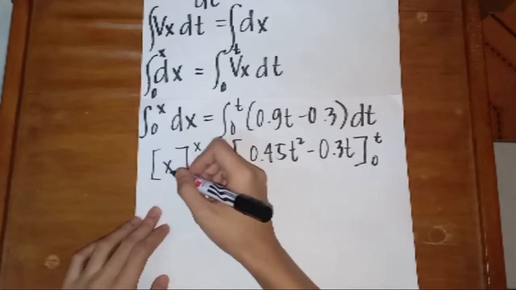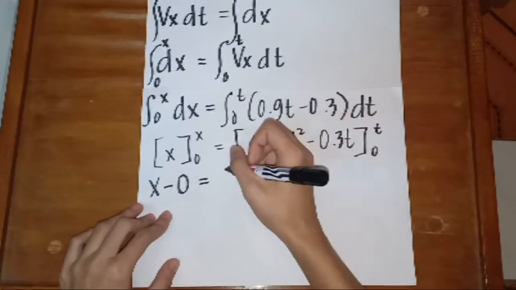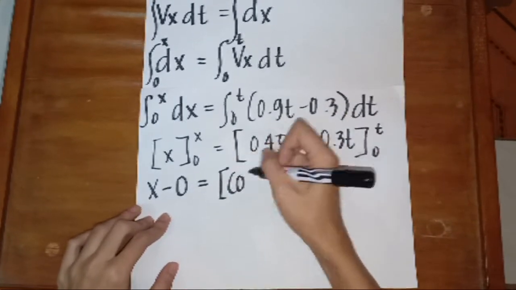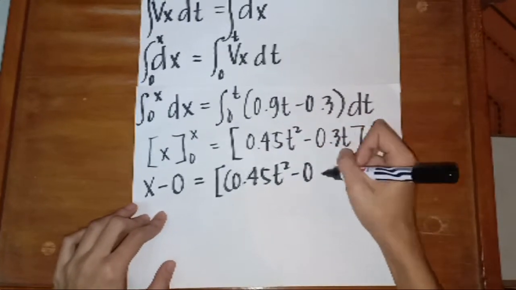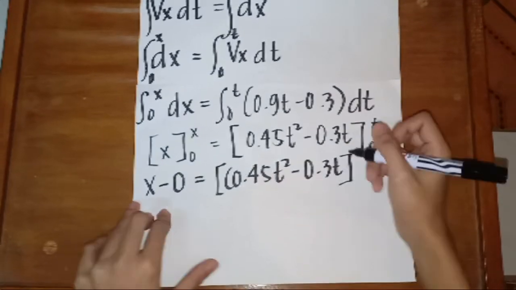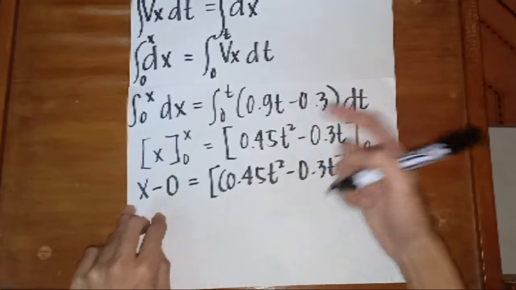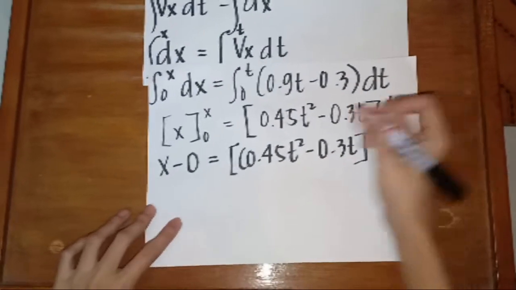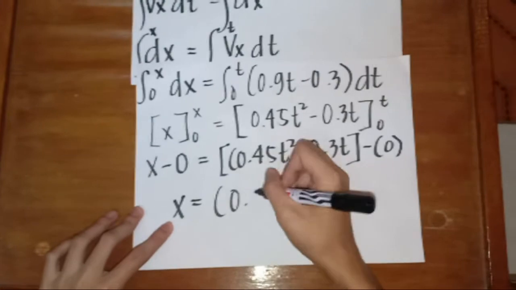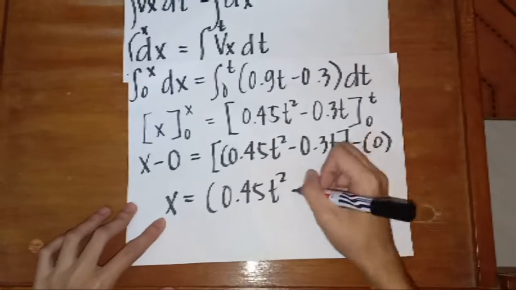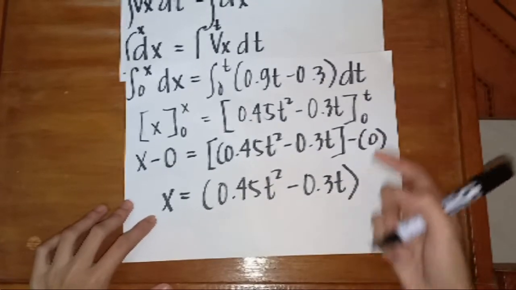So, ito, x minus 0 is equal to 0.45 t squared, yung limit na t, minus 0.3t, and yung limit niya na 0. So, automatic 0 yan kasi merong variable na dalawa dito. And, ang magiging sagot dito is simplify natin, x is equal to 0.45 t squared minus 0.3 t. So, ayan na yung x component ng position natin.